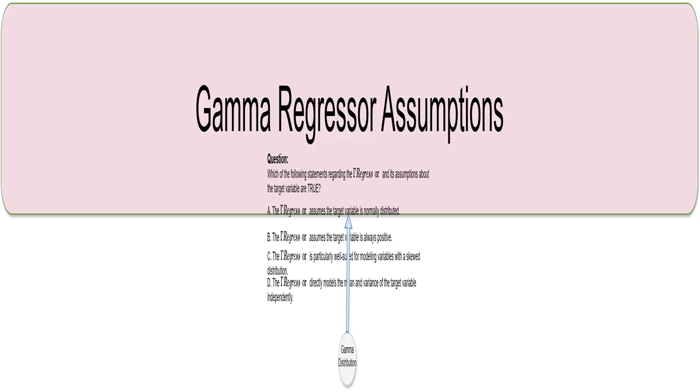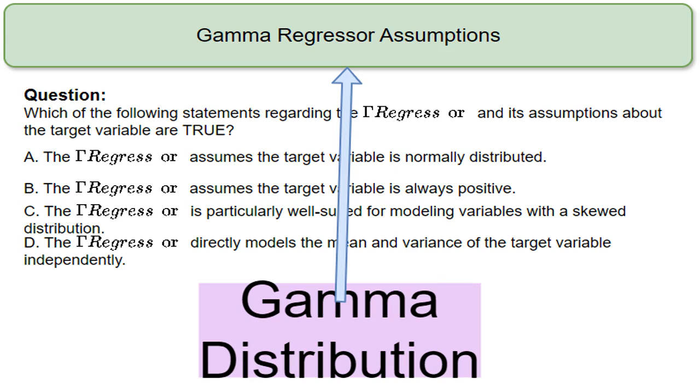It's crucial to understand these assumptions before you use GammaRegressor for modeling. The gamma distribution is like a special tool for handling data. It only works with positive numbers and often shows up when you're looking at things like how long something lasts, like how long a machine works before it breaks.